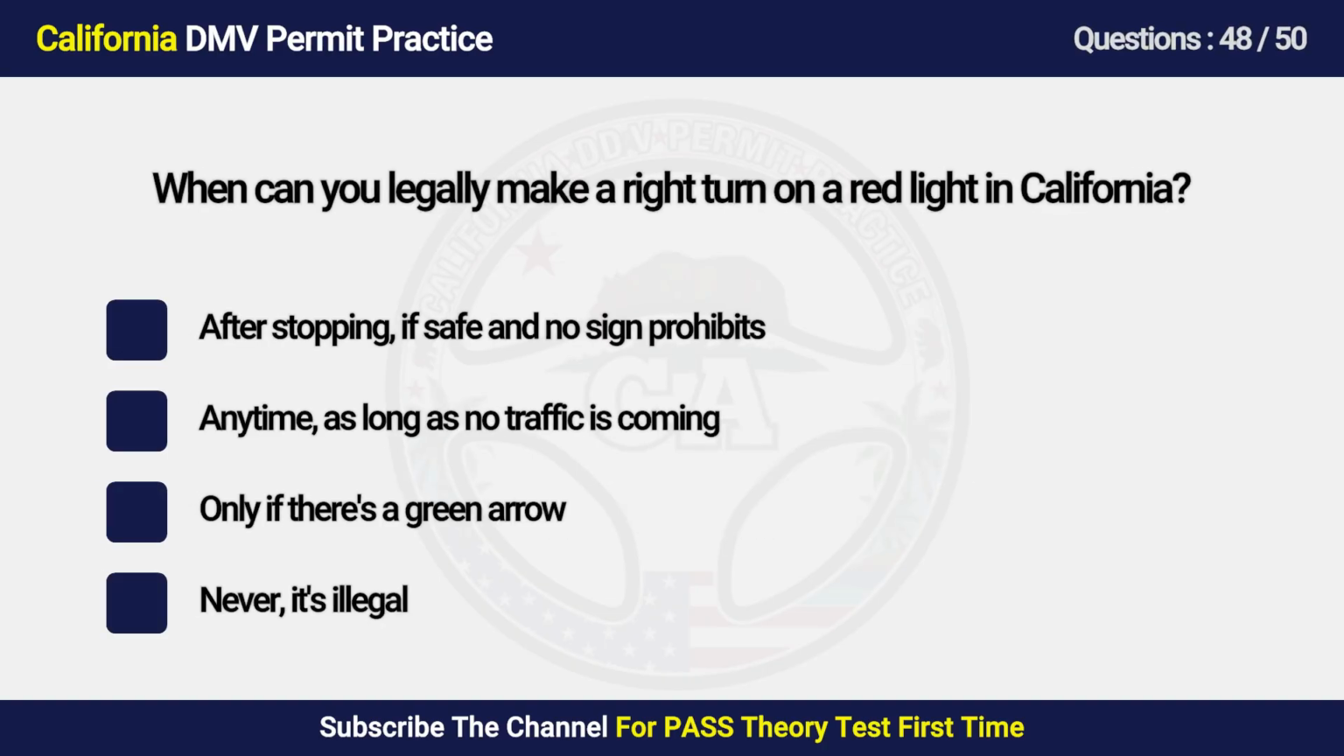Question 48. When can you legally make a right turn on a red light in California? A. After stopping, if safe and no sign prohibits. B. Anytime, as long as no traffic is coming. C. Only if there's a green arrow. D. Never, it's illegal.